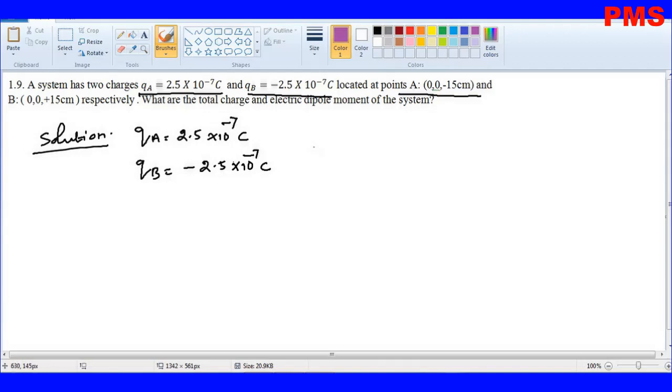First, draw an imaginary line joining the two charges A and B. The A coordinate is 0, 0, minus 15, and the B point is 0, 0, plus 15 centimeter. You can draw the imaginary line in this question. So we find the two charge locations here. What is the distance? We can calculate it easily.